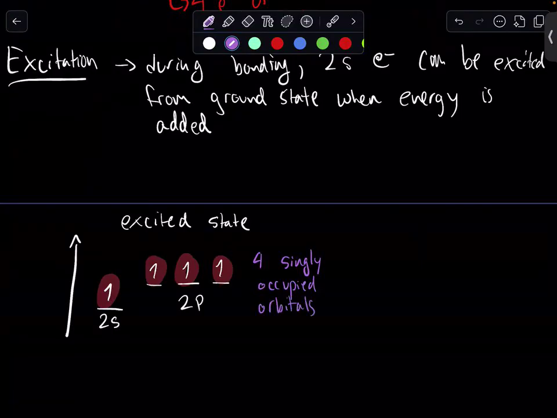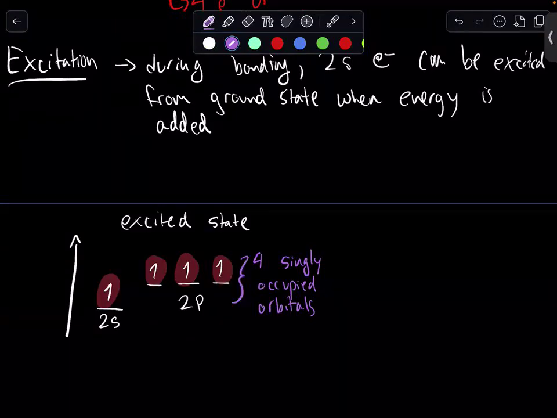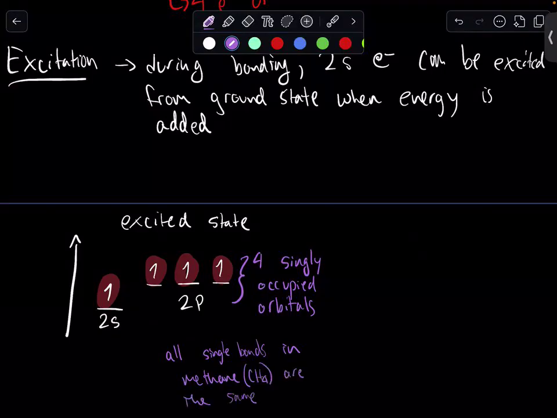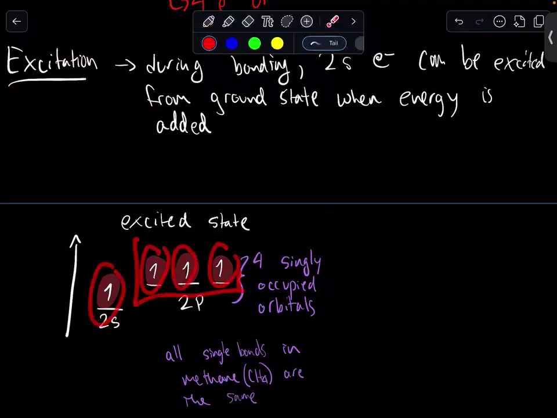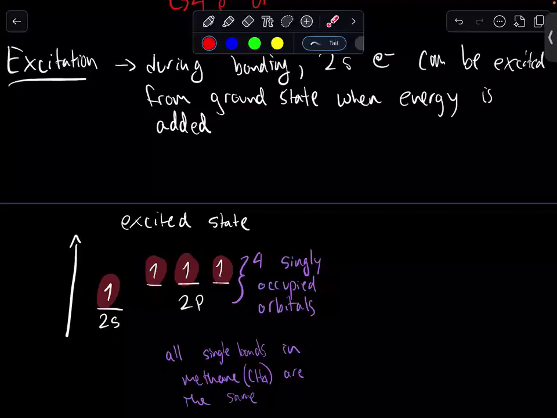Now the problem is this still doesn't answer everything because even though we have four singly occupied orbitals here, one thing we know about methane, which once again is CH4, is that all single bonds in methane are the same. The problem is these will not form equal bonds. The p orbitals will all be equal, but they will not equal the bond from the s orbital. Specifically, the shape, the size, the strength, it's all going to be different.